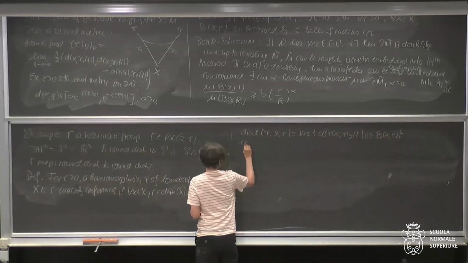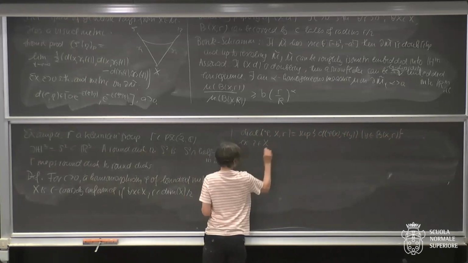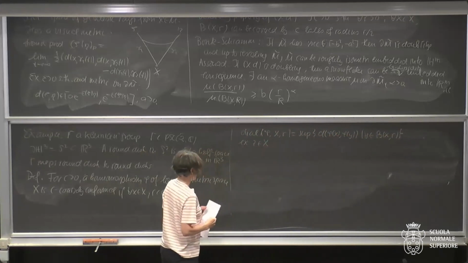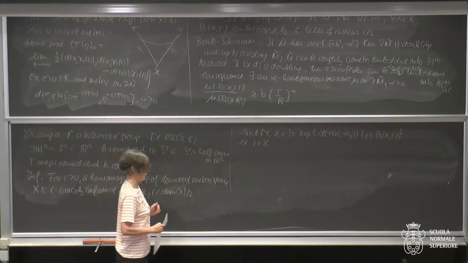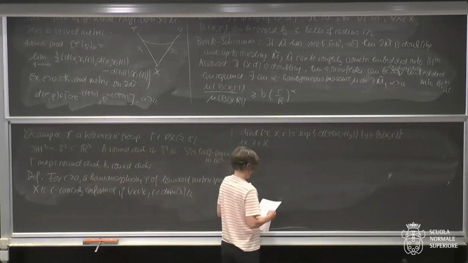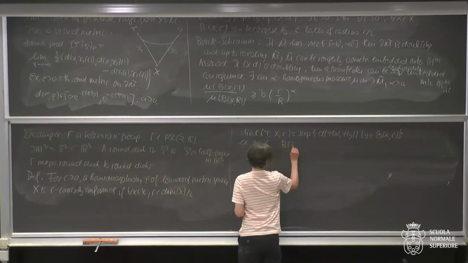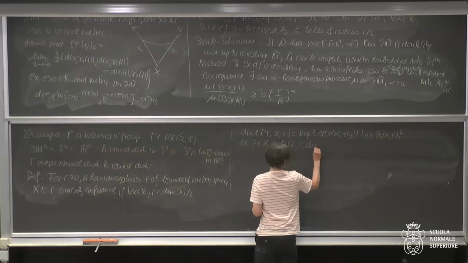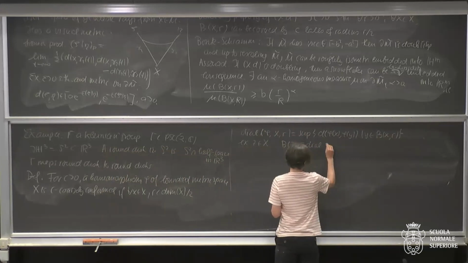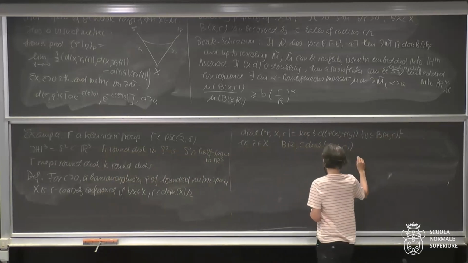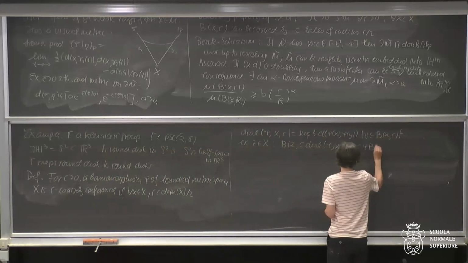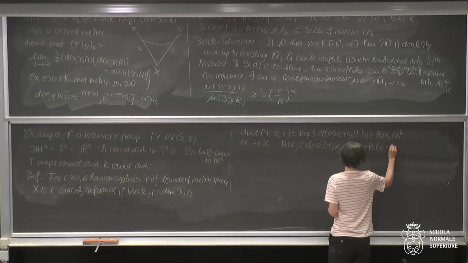There exists a z in X, and this z plays the role of the center of my image disk, which is not the image of the center in general, such that B(z, C times the dilatation of phi at (x, R)) is contained in phi of B(x, R).